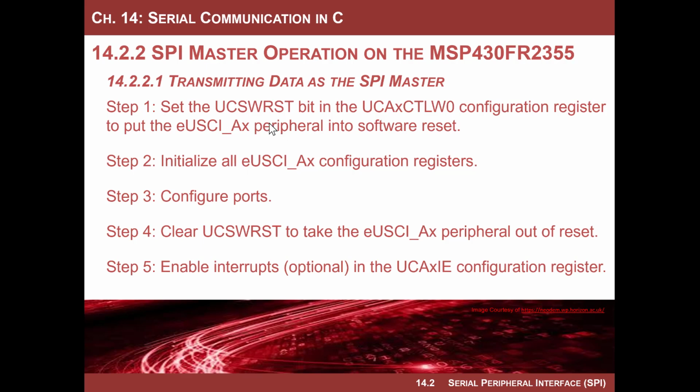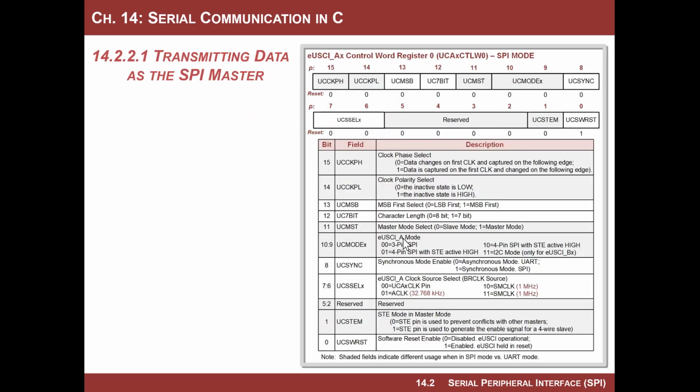First thing is you put the system into software reset by setting the UCSWRST bit in the control register. Then you initialize all the serial configuration registers, and then you configure the ports, and then you clear the software reset, and then you can enable interrupts if you are going to use them, okay? All right, so let's take a look at the control word register. This will be the A0 control word register.